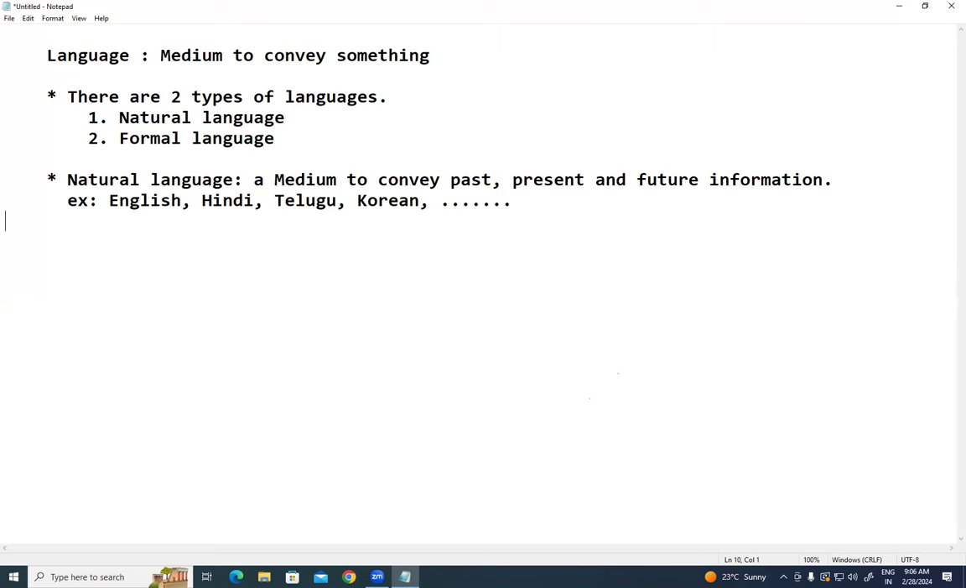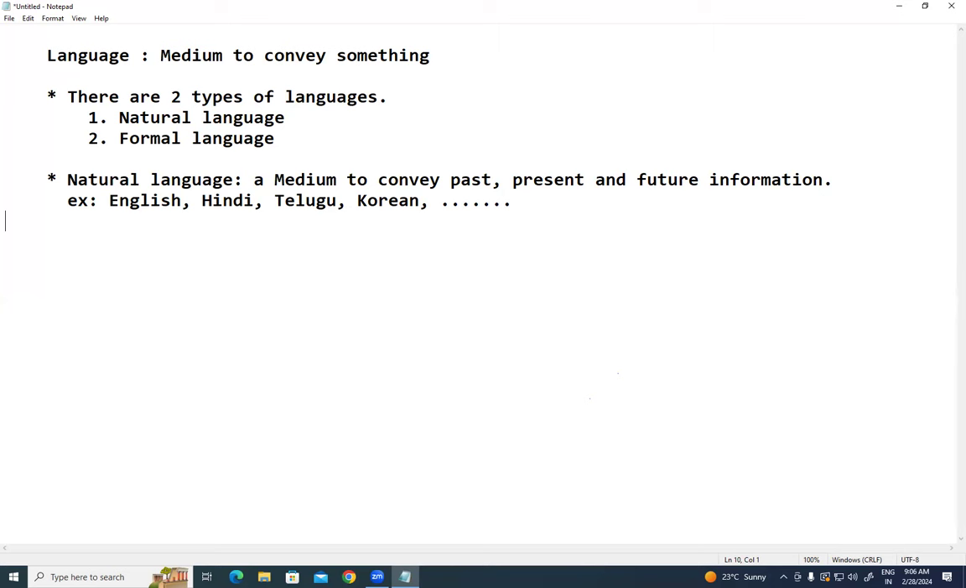Programming languages are used to convey specific things to machines or computers. They come under which category? Formal languages. Is this point clear now? First point is clear, I think. You got clarity on this now, right?